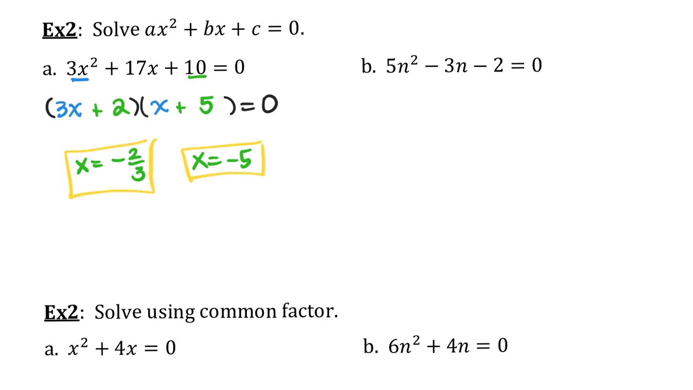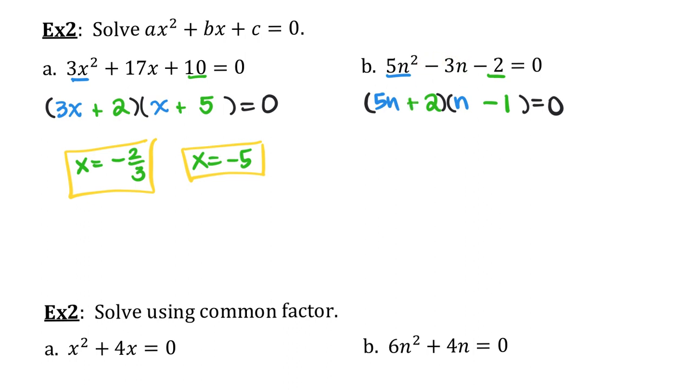Okay, let's try B. Again, there's a coefficient on the n squared, so I'm going to use it. So 5n squared, I'm thinking 5n times n. The last number is negative 2. I'm just going to guess. Let's do 2 times negative 1. And let me see if it's right. 5n squared, good. Minus 5n plus 2n. Oh, that is negative 3n. So I got it right on the first guess.